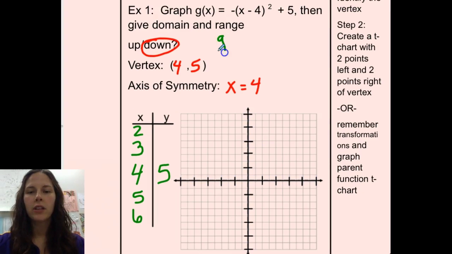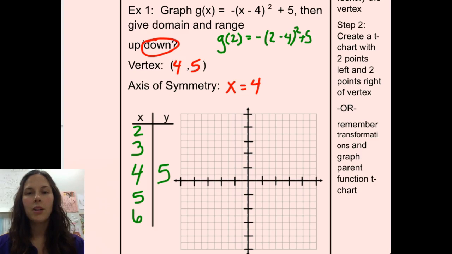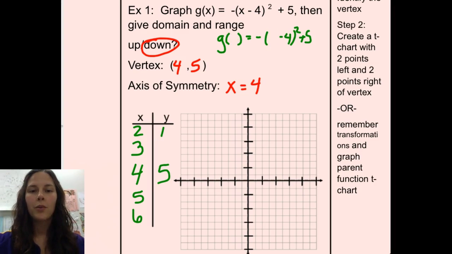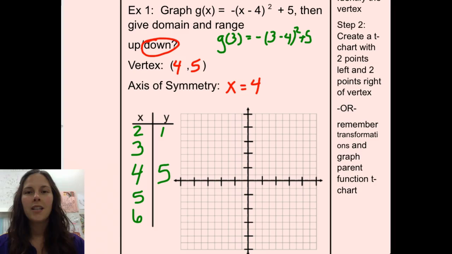I'm going to show a little bit of work here. So we're subbing 2 into our equation for x. Order of operations, we will first subtract the 4 to get -2, square it to get +4, multiply by a negative to get -4, and add 5 to get 1. Doing the same thing with the other numbers. If I substitute 3 into the function, 3 minus 4 is -1, squared is +1, times a negative is -1, plus 5 is 4.